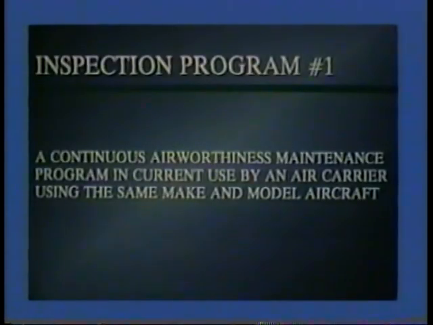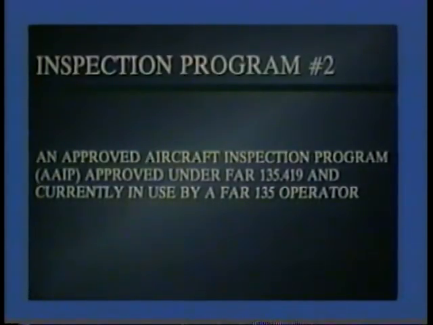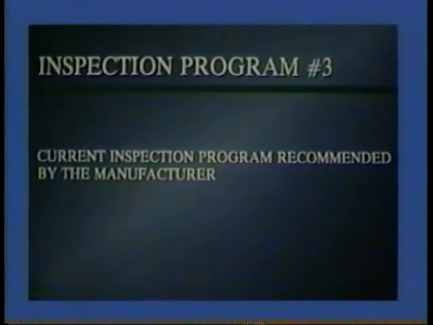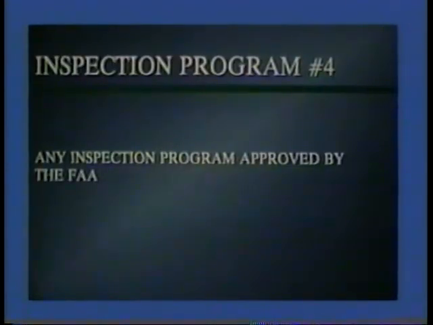Option number one is a continuous airworthiness inspection program in current use by an air carrier which uses the same make and model aircraft. Option number two is an approved aircraft inspection program, or AAIP, approved under FAR 135.419 and currently in use by an air taxi operator. Option number three is a current inspection program recommended by the aircraft manufacturer. Option number four is any other inspection program approved by the FAA.